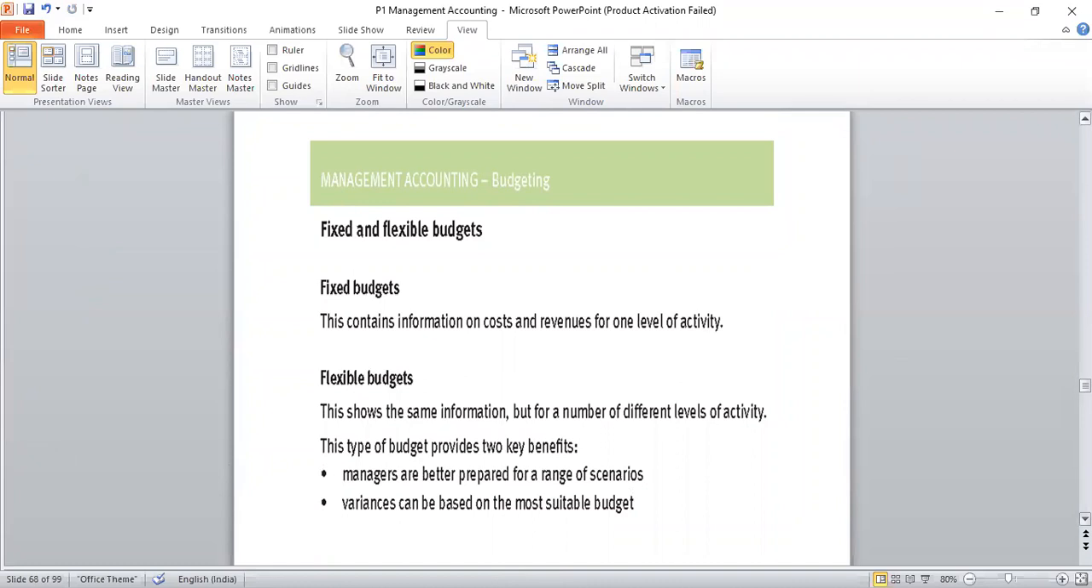But it is not a necessity that the same activity will happen in the future. It is not that whatever is planned will happen. There can be some change, some variation in the actual activity. So a budget which is prepared to accommodate the change scenario in the future, we call a flexible budget. Let's say they have anticipated that sales would be 50,000 units. A budget prepared at 50,000 units activity level is a fixed budget.